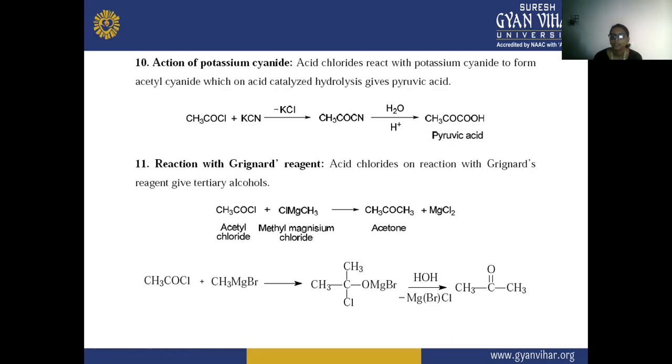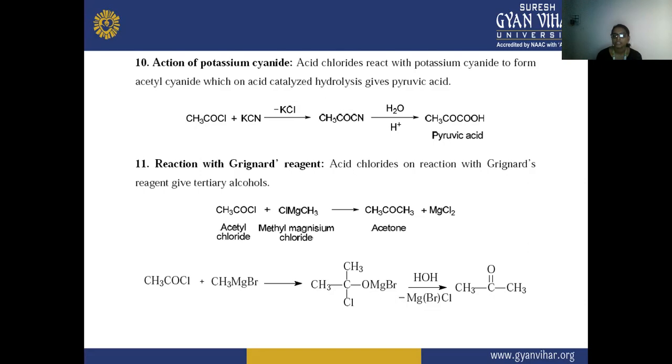That is your magnesium, your metal, and when the alkyl halide is reacting with the magnesium, there is a formation of a Grignard reagent, that is your alkyl magnesium halide. So here the alkyl group is attached to the metal, and the chlorine is also attached to the metal part.